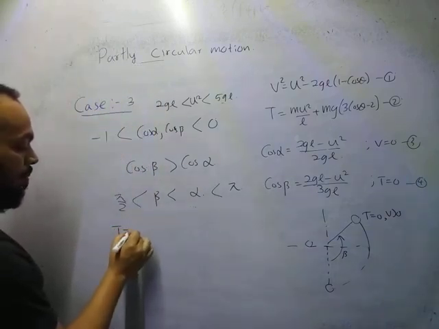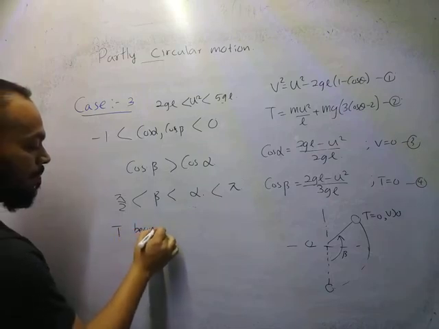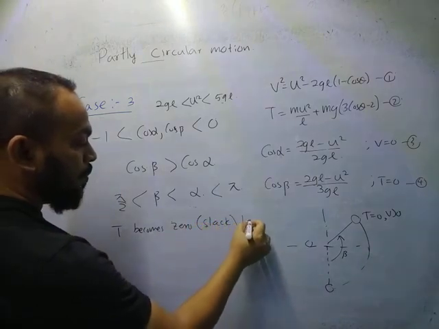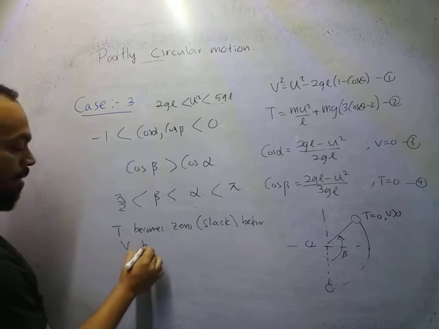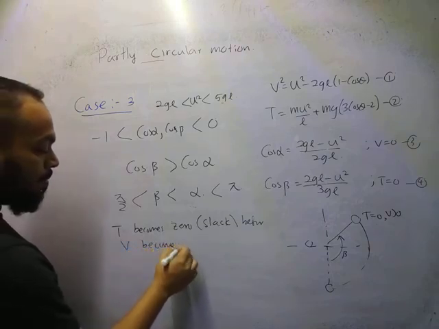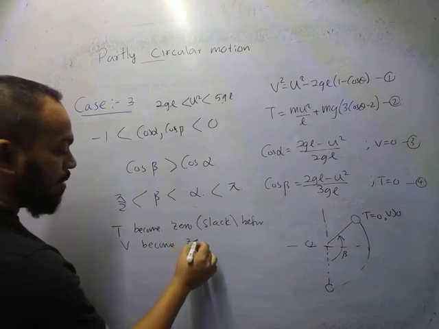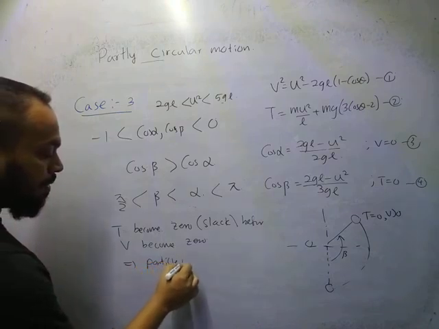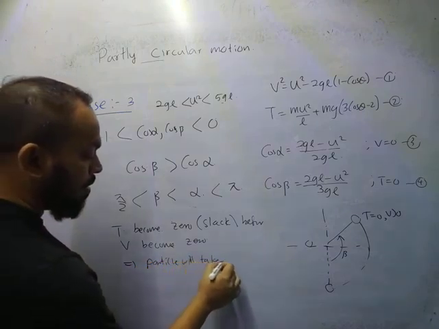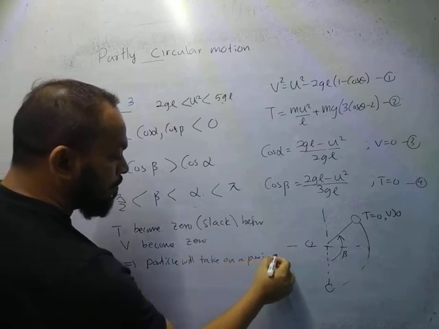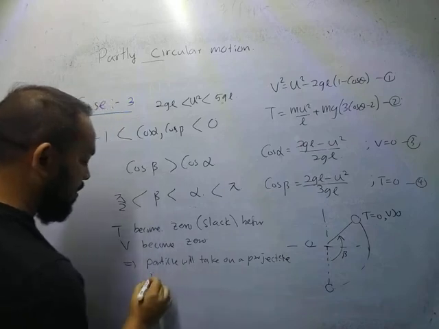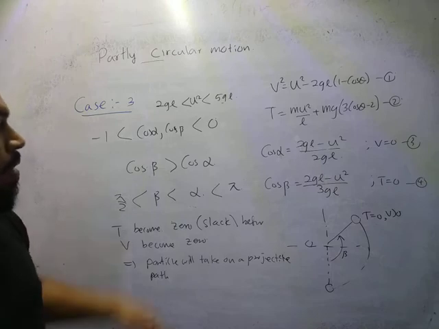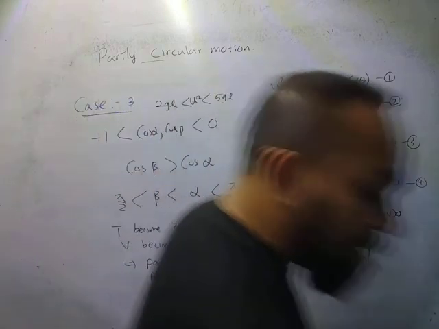Beyond that point, what happens? The particle goes in projectile motion. Here T becomes zero, in other words slack, before V becomes zero. T becomes zero before V becomes zero, right? Which implies the particle will take on a projectile path. It will take on a projectile path, right? So this is case 3. Next, let's look at case 4.